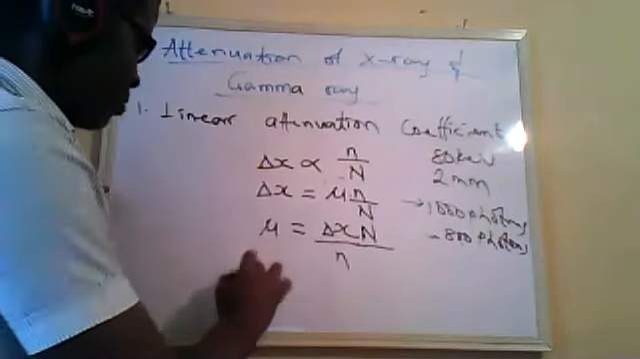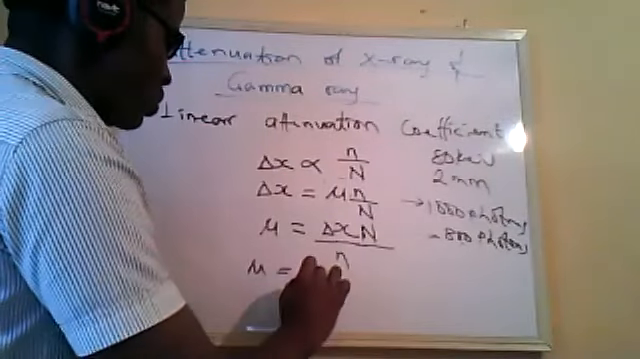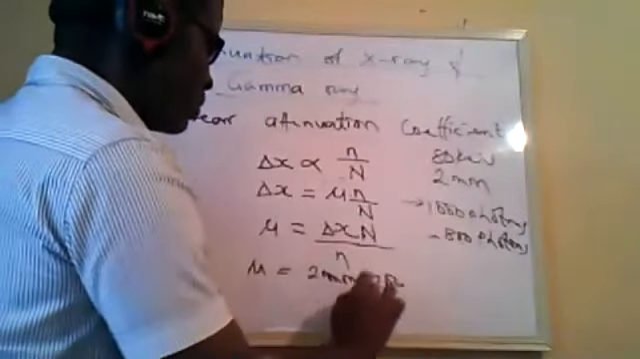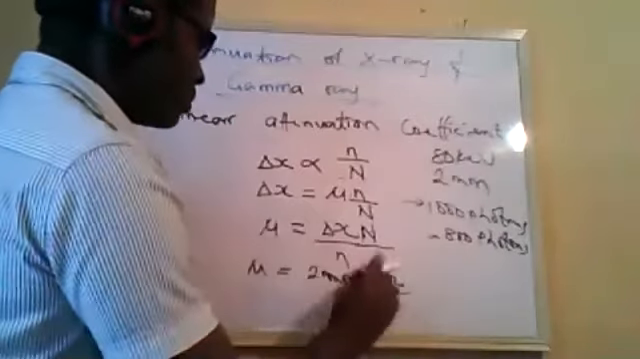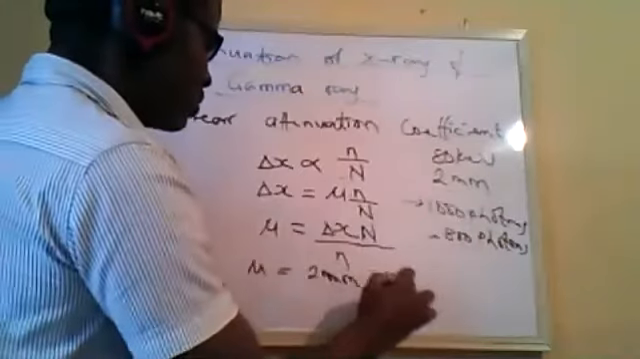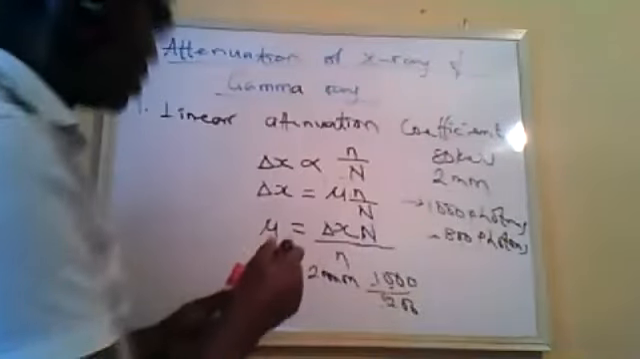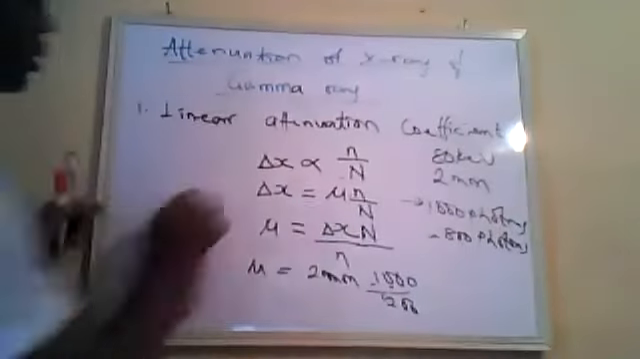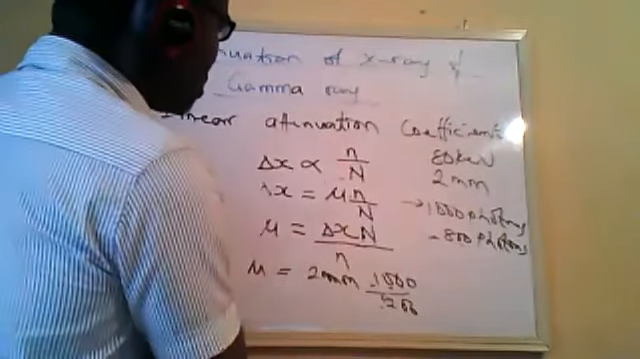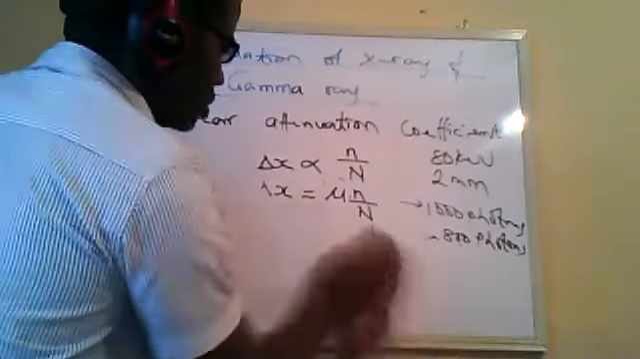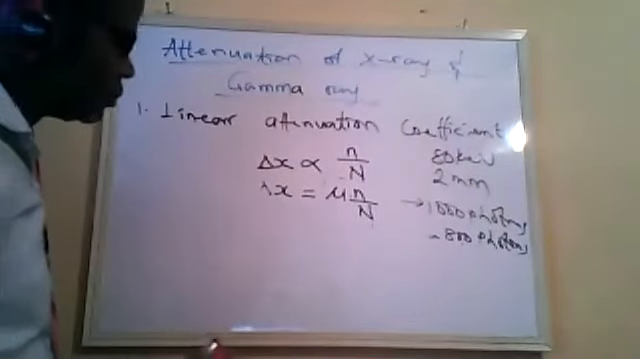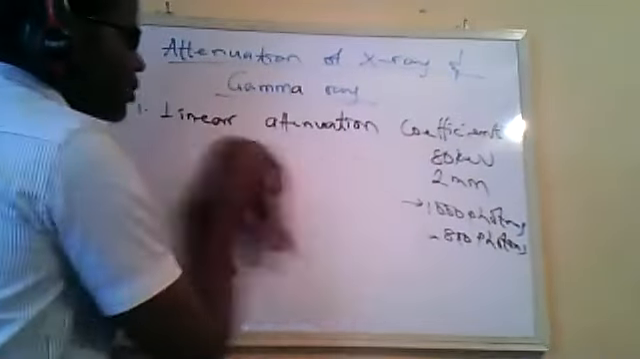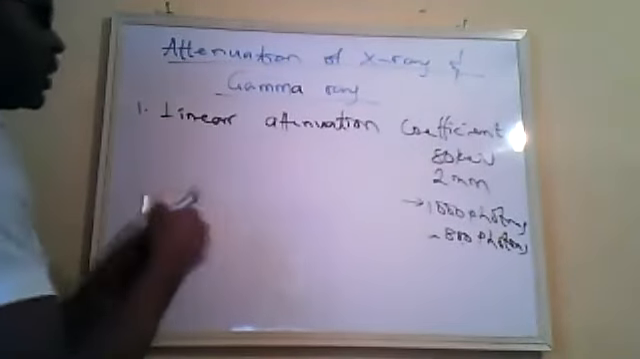So in that case, mu will simply be 2 mm over n, 200 over 1,000. Now n is 1,000 initial. I hope I'm correct with this equation. Let's see. Sorry, I made a mistake. The equation should be this way.